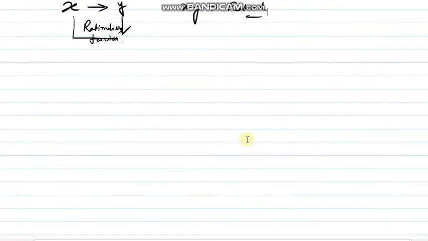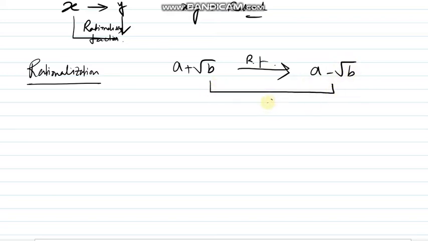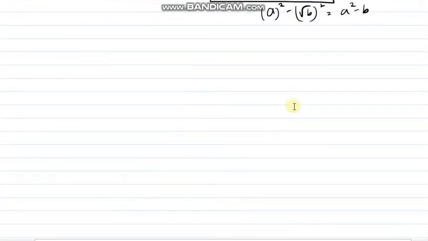Further, in rationalization one more thing we need to know: for a plus root b, if this is the irrational number, then the rationalizing factor will be a minus root b, because just check, if I multiply them, the formula is a squared minus b squared. So I will get a squared minus b, which is ultimately a rational number, right? So in rationalization, we will try, maximum times, to get my denominator as a rational number.